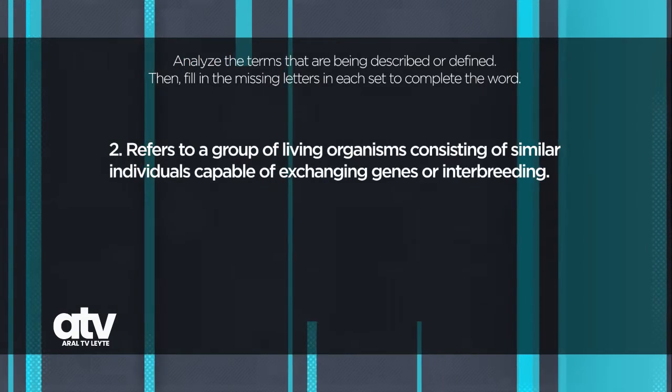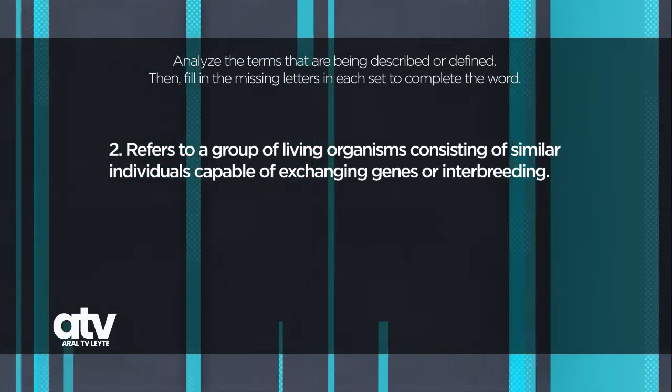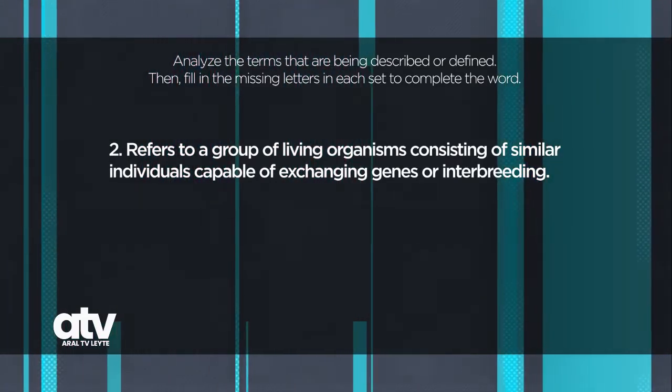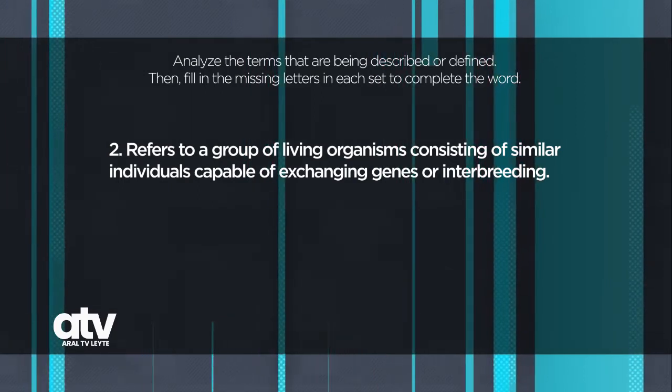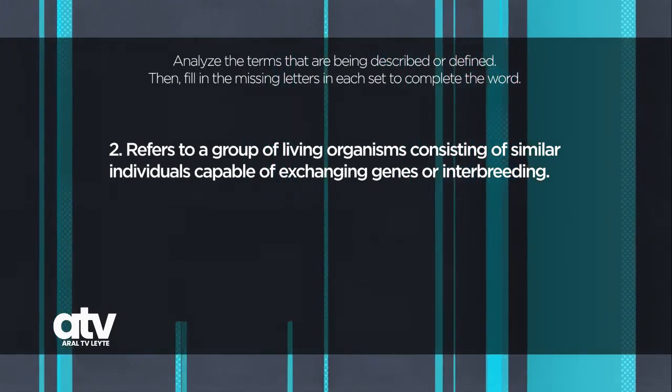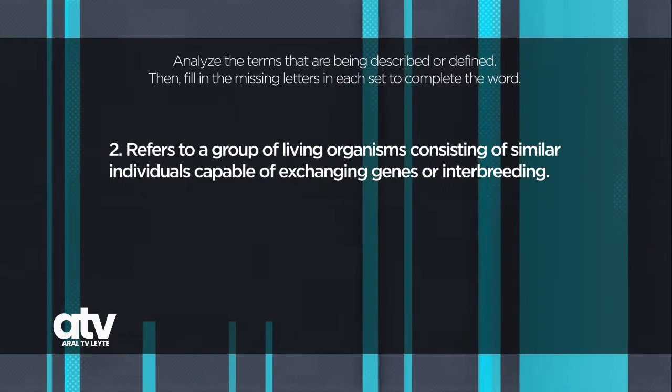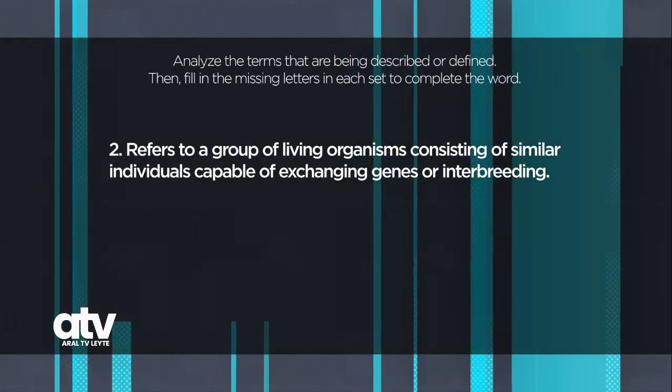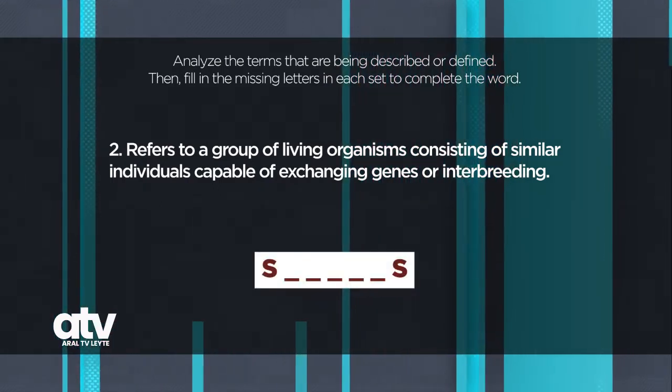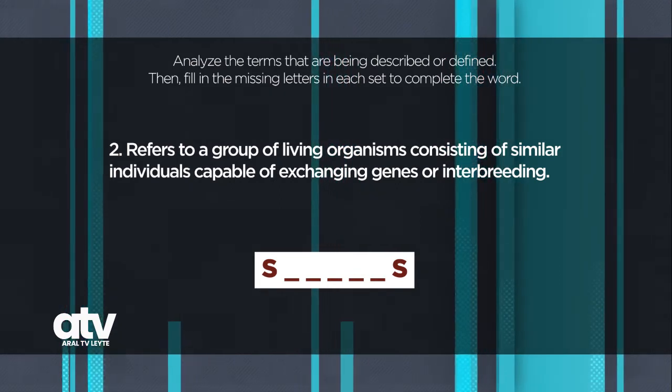Number 2. It refers to a group of living organisms consisting of similar individuals capable of exchanging genes or interbreeding. The term has 7 letters that starts and ends with letter S.